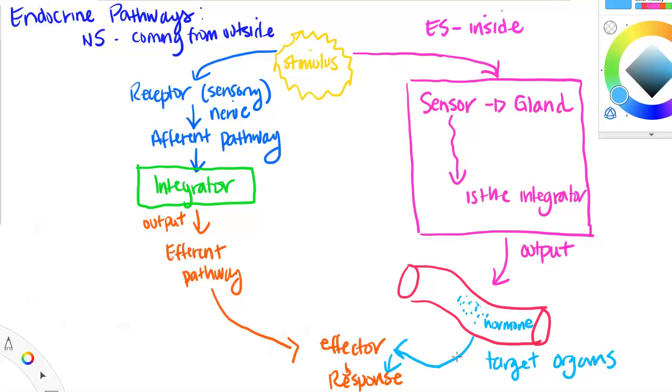All right, so that's basically how the endocrine system works. Please understand that the integrator is not the nervous system, because we're not talking about the nervous system. We're talking about the endocrine system. And the integrator is within the gland itself. The gland has the sensor, which picks up the stimulus, and it is also able to integrate what's going on and know that it needs to secrete its hormone.